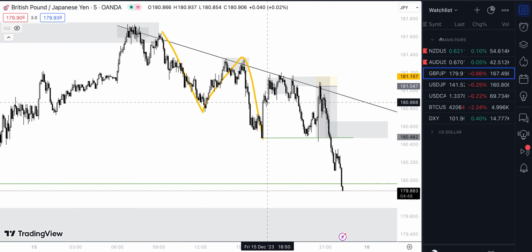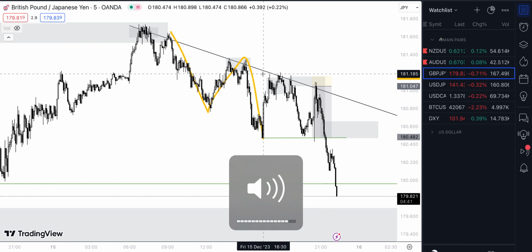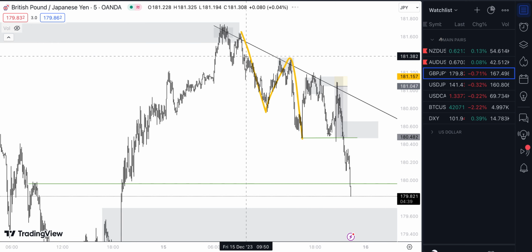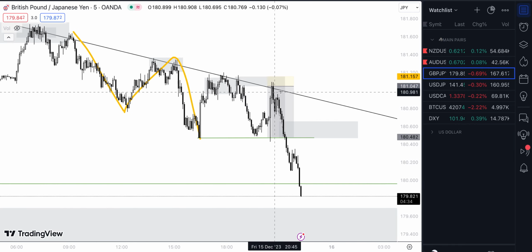And usually, since this is GJ, for the Japanese yen, with pairs containing the Japanese yen, I will use the 5 minute to the 15-minute chart, because the yen moves really slow, and the 1 hour can be really slow sometimes. So this was a trade I took today, and I just wanted to share this with you guys.